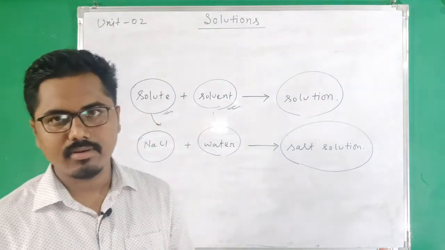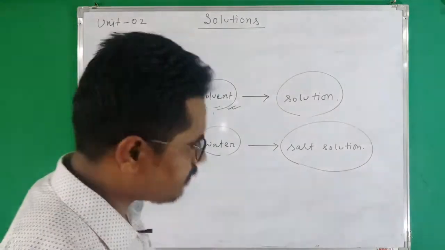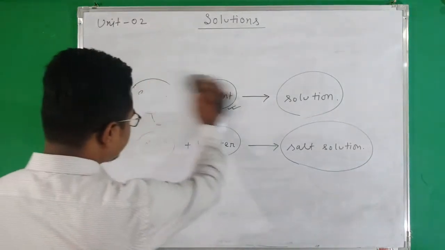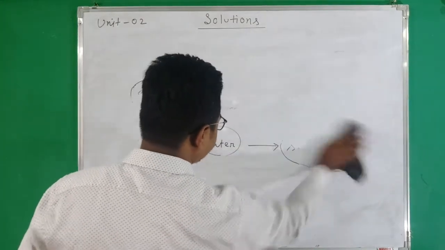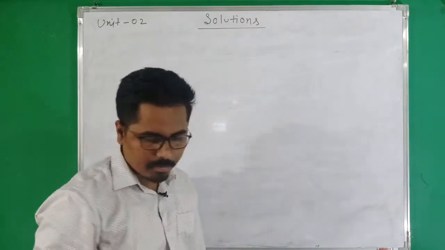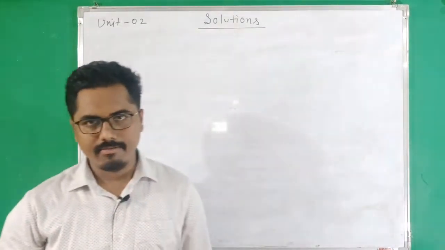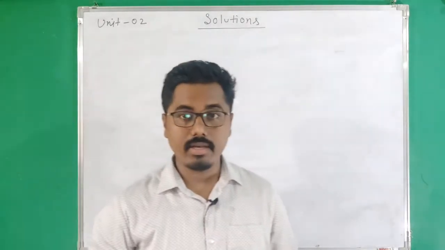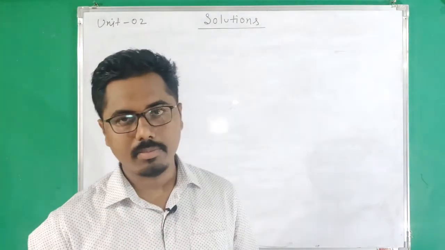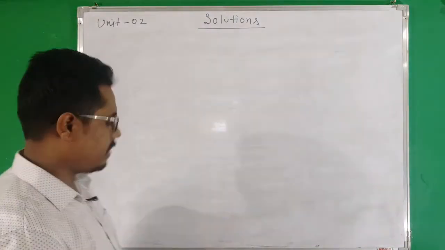These are the basic things you already studied in class 9. But in this chapter, we will discuss concentration of solution. After that, properties of solutions, and then finally we will discuss colligative properties. One of the most important topics of this chapter is colligative property.